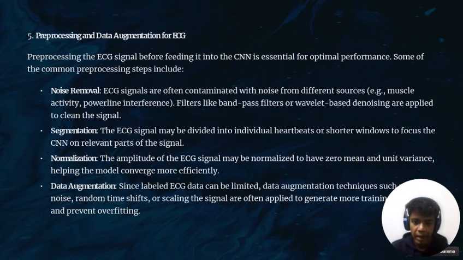Now, normalization. The amplitude of the ECG signal may be normalized to have zero mean and unit variance. This helps the model converge more efficiently. Data augmentation: since labeled ECG data can be limited, data augmentation techniques such as random time shifts or scaling the signal are often applied to generate more training sets and prevent overfitting.